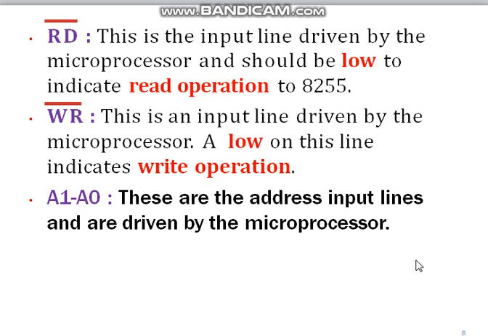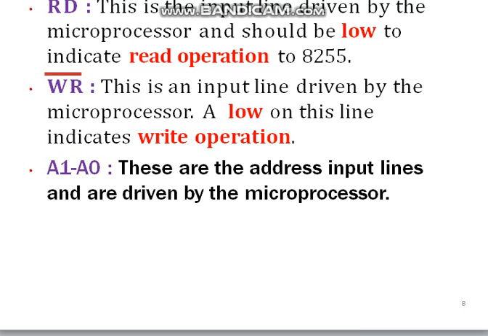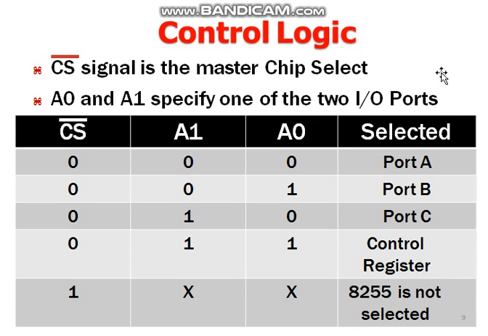Then A1 and A0, as said earlier, are the address input lines, which are used to select on which port I am going to work. So when you look over here, this is the control logic of your 8255. When chip select is low, for different values of A1 and A0, the ports will be selected. Supposing your A1 and A0 both are 0, port A will be selected. A1 is 0, A0 is 1, port B will be selected.